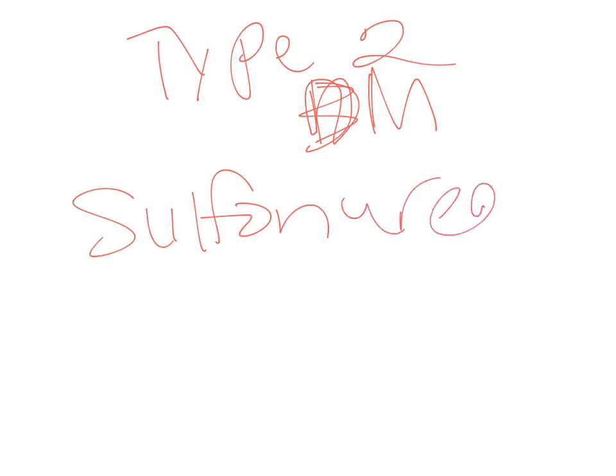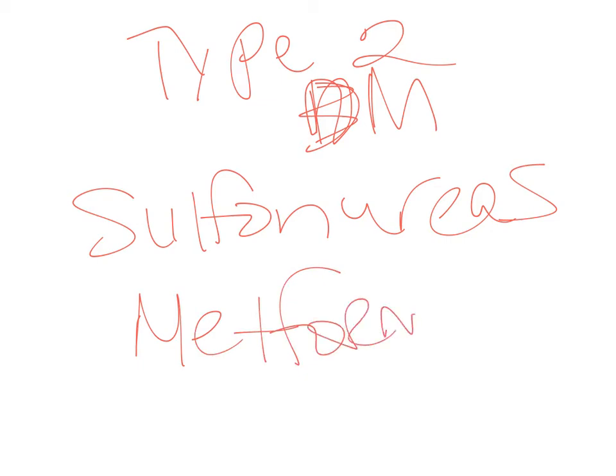Just want to bring up a treatment for type 2 diabetes mellitus. Oops, that's supposed to be a D. Diabetes mellitus. Some of the main drugs: sulfonylureas, and then we've already talked about metformin. Metformin is usually the first drug that they go to. These are examples of medications used to treat type 2 diabetes.